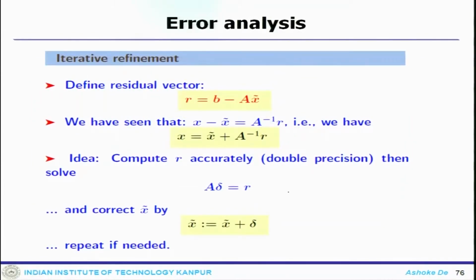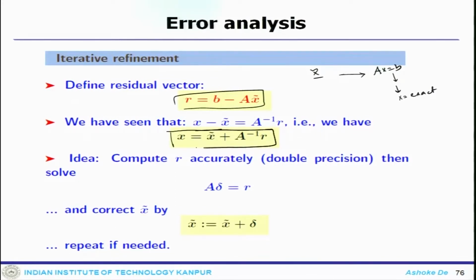Now, when you go to the iterative solution procedure, because finally you are solving Ax equals b and slowly approaching the exact solution through an iterative procedure, what you need to do is say that x prime, as we said, could be the approximate solution to this particular system. Then the residual vector would be R equals b minus Ax prime, and we have seen that x minus x prime equals A inverse R. So, we have x equals x prime plus A inverse R.